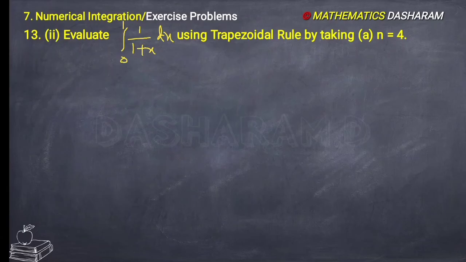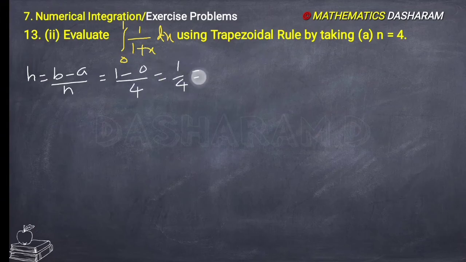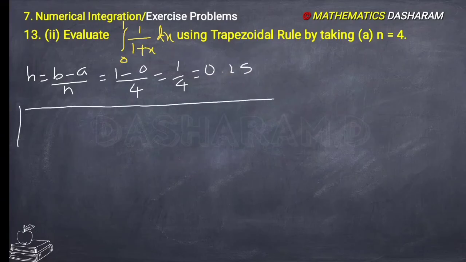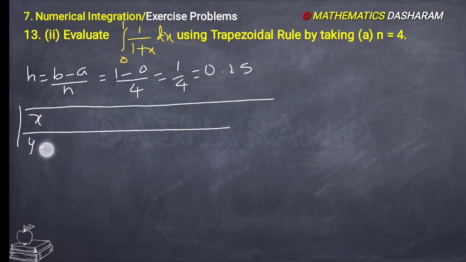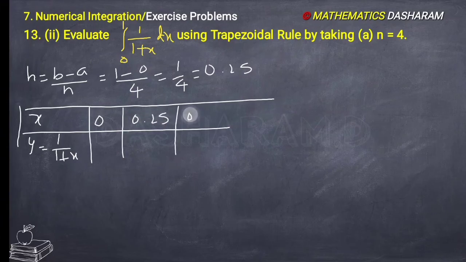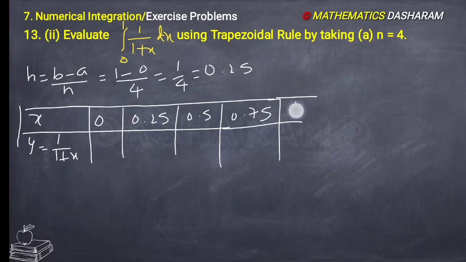Second question, evaluate integration 0 to 1 by 1 plus x dx using trapezoidal rule by taking n equals to 4. So h equals to b minus a divided by n, here b value is 1 and a value is 0, divided by n value 4. So it is 1 by 4. So 1 by 4 answer is 0.25. Next to draw a table. Here first x value, next y value, that is the given function 1 by 1 plus x. First x value is 0, next x value 0.25, next 0.5, next 0.75, next 1.